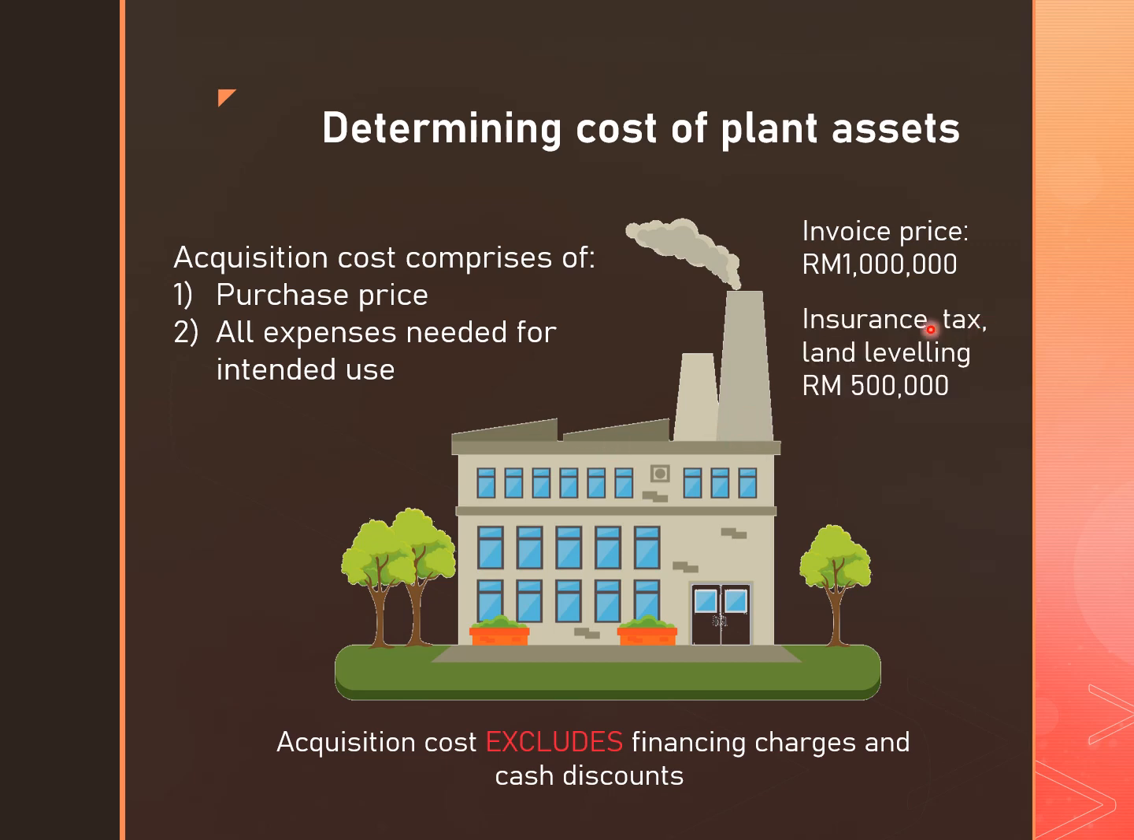Contohnya, insurance, tax, land leveling. Contoh dia adalah 500,000, let's say. So, land leveling ni maksudnya ratakan tanah. Sebelum I buat kilang ni, I kena ratakan tanah dululah. Ataupun sebelum I, do the landscaping ni, I kena ratakan tanah dulu. And I kena bayar insurance, I kena bayar tax on property and what not. Therefore, my acquisition cost akan jadi 1.5 million.